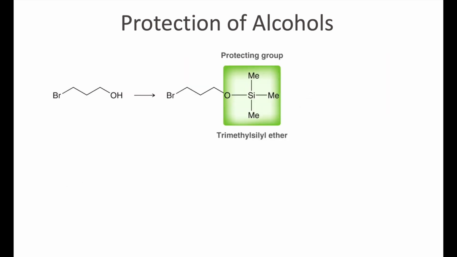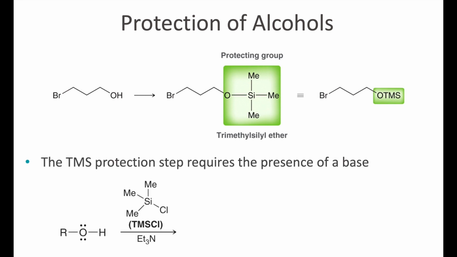So how does this protection reaction work? The first step is to react it with trimethylsilyl chloride, so that alcohol goes ahead and attaches itself with this trimethylsilyl group. You can abbreviate that group as OTMS. And this reaction requires that you have a base also. So the base of choice is triethylamine, Et3N.